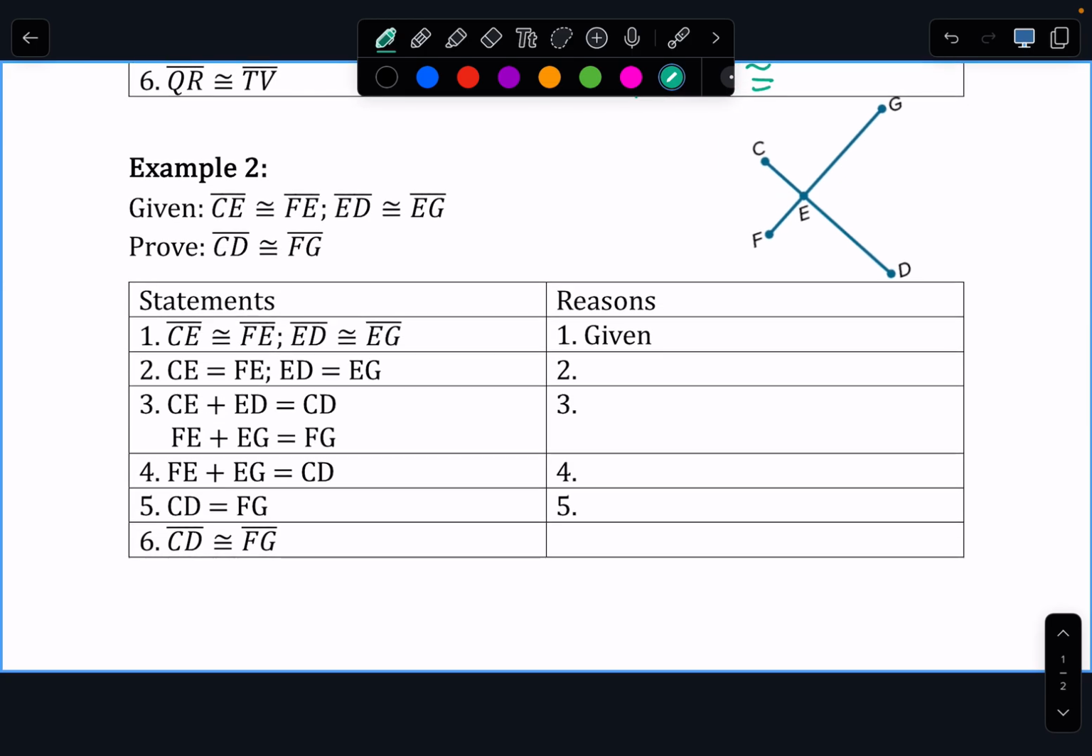I would like you to look at example 2 and just really take it all in. I want you to look at the picture. I want you to look at the given. I want you to look at what we're trying to prove. Don't necessarily look down at the statements yet. But I want you to just kind of start reasoning through.